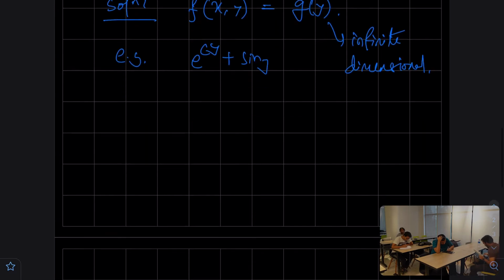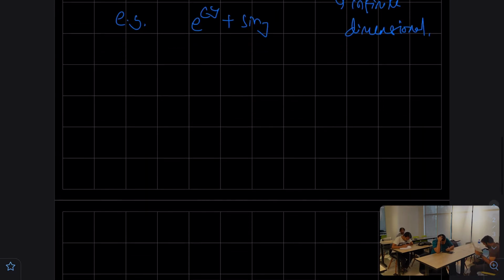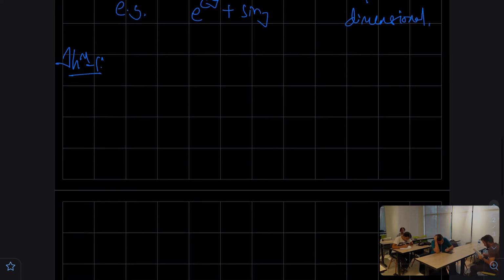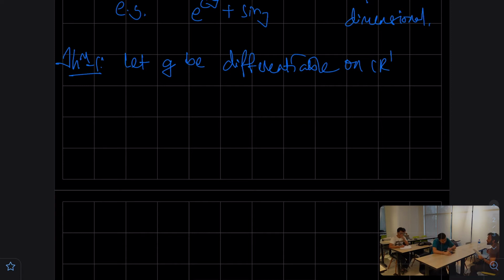So okay, let's collapse many results into one theorem. This is the theorem. This is for a single PDE, a first order PDE. Let me write it down. Let G be differentiable on R1. Whenever we use the word differentiable, it is in the total derivative sense. That means all the directional derivatives exist, and partial derivatives also exist.